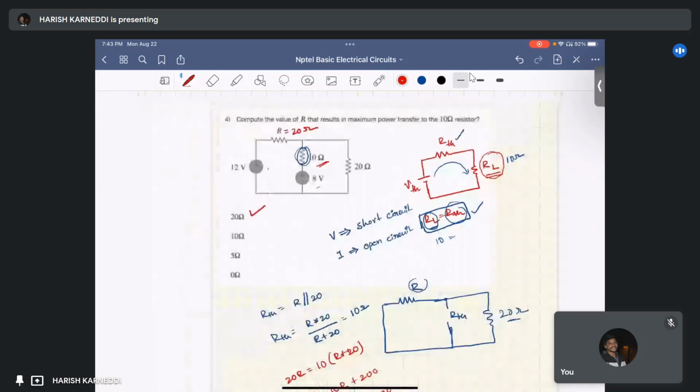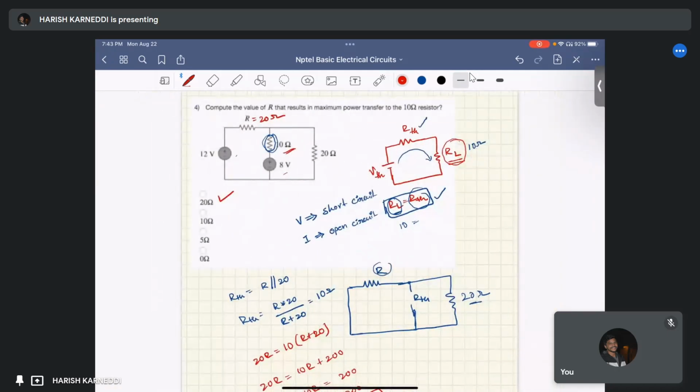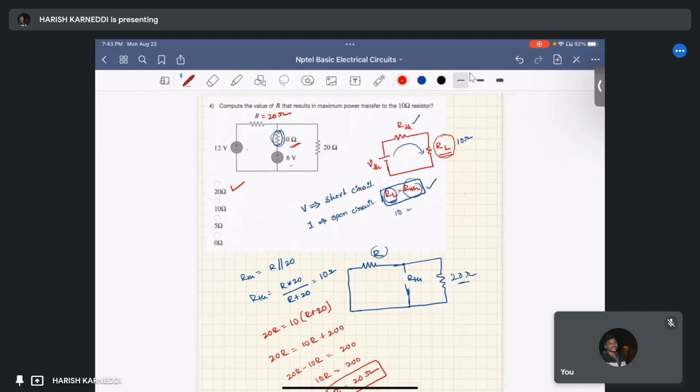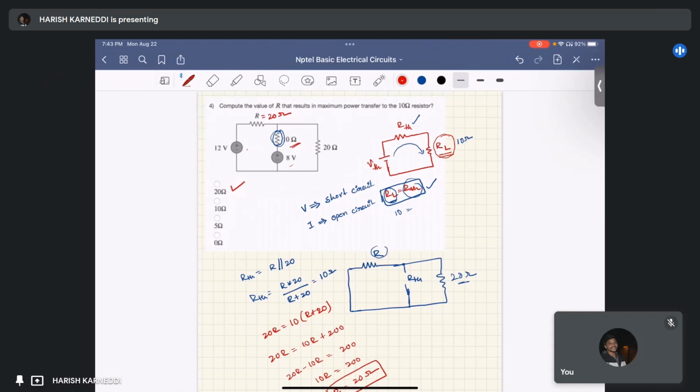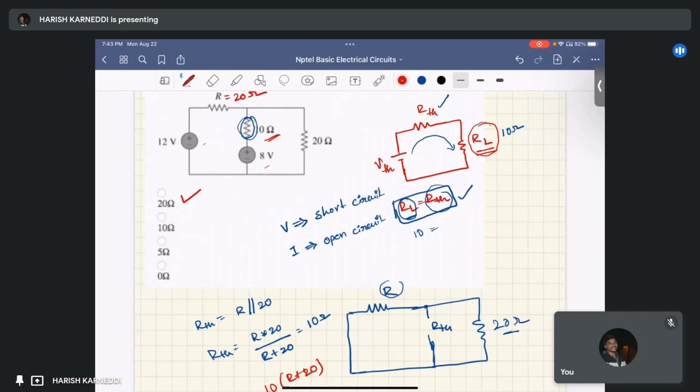I hope this question is clear, right? Okay, there is no text chat window. Then we can move to the next question.